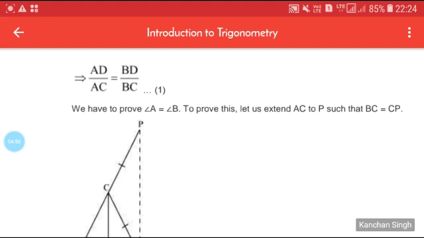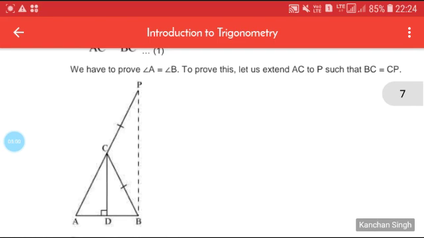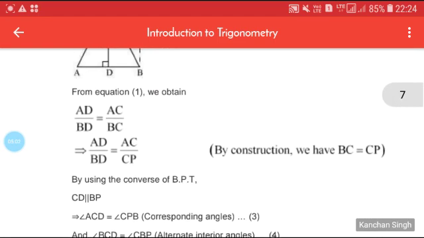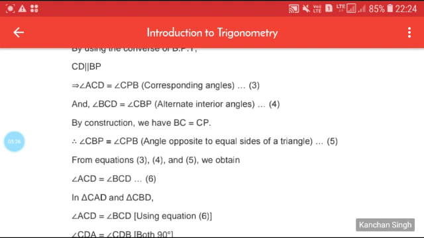So to prove this, let us extend AC to P such that BC is equal to CP here. BC is equal to CP, and similarly you put the value. AD by BD is equal to AC by BC from 1. So AD by BD is equal to AC by CP, as we have drawn BC is equal to CP. So by using converse of basic proportionality theorem, CD is parallel to BP. So angle C is equal to angle P, corresponding angles, and angle C is equal to angle B, alternate interior angles. And here the third one is BC is equal to CP.